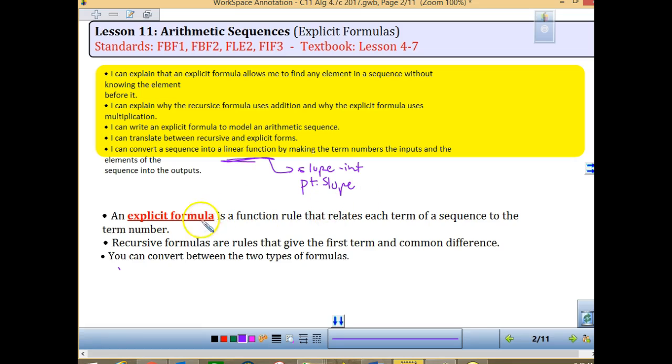Okay? So an explicit formula is simply a function rule that relates each term in the sequence to a term number. Recursive is the one that always relates it to the first term and a common difference. And our goal today is to look at these two forms, and you should be able to see how nice it is to convert between the two once we start going.